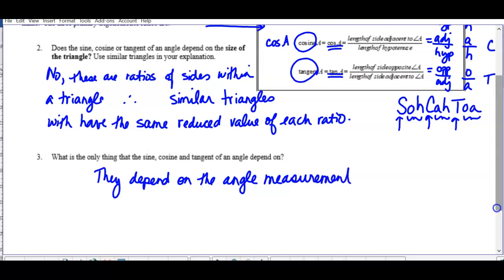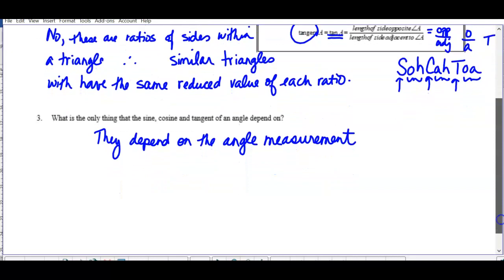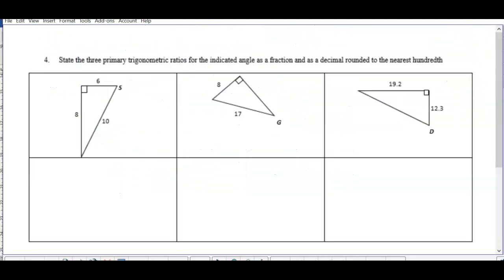Right, so the sine of 30 degrees will be different from the sine of 40 degrees, because the angle determines the shape of the triangle. Okay. State the three primary trig ratios for the indicated angles as a fraction and a decimal rounded to the nearest hundredth. Okay, so the indicated angle here is S. So three primary: sine, cos, and tan.